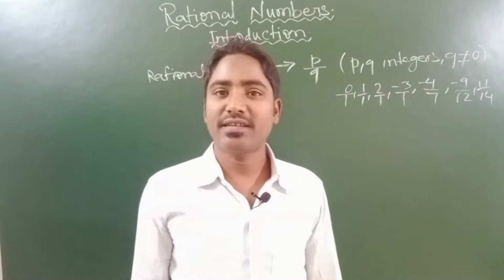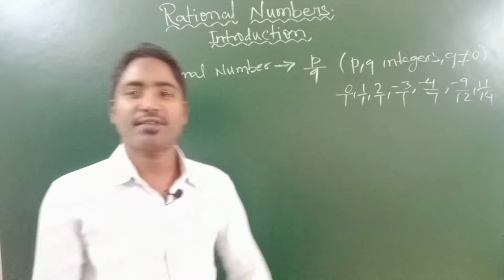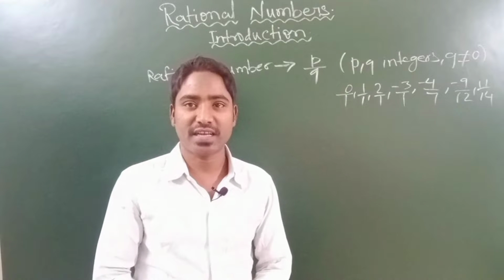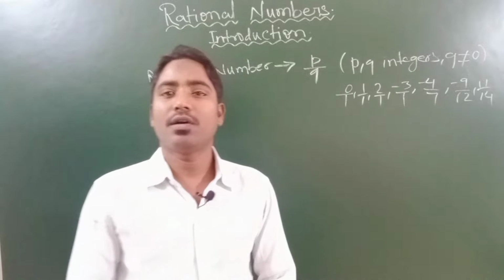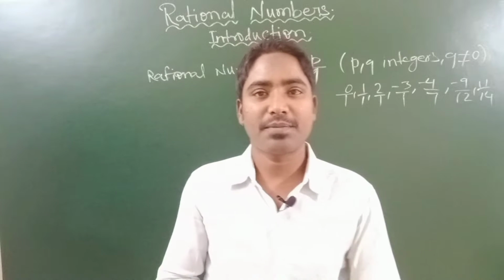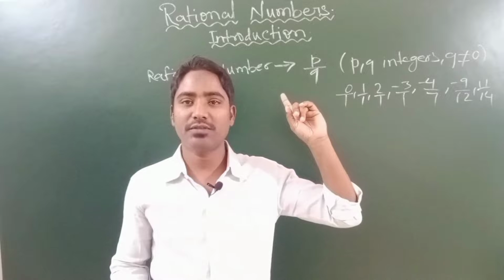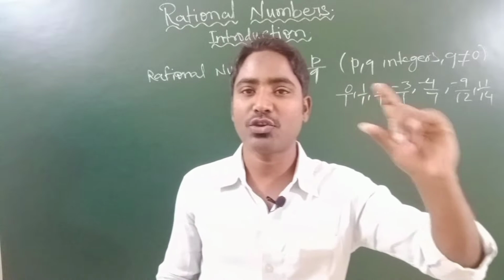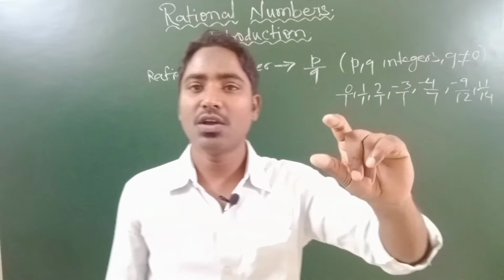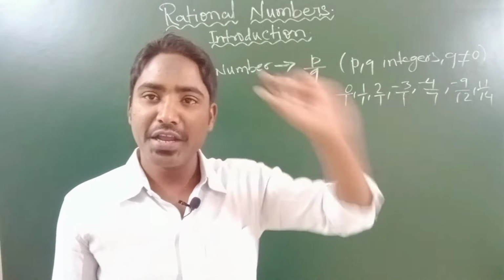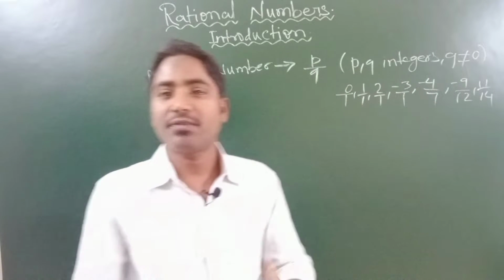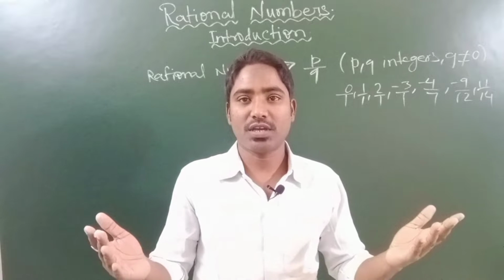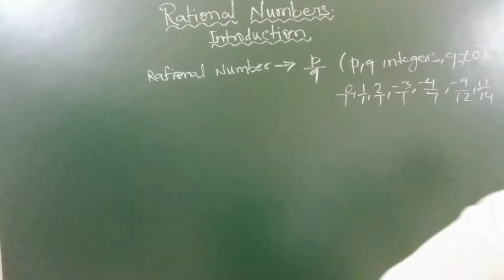So like this you will have to identify some of the given numbers in the exercise, whether they are rational numbers or not. You have to identify those rational numbers on the basis of the definition that I told you. It will always be in the form of P by Q, where P and Q are integers, and Q will never be equal to 0. Once Q is equal to 0, it will be an indeterminate form. Now moving to the next topic of your textbook, students.